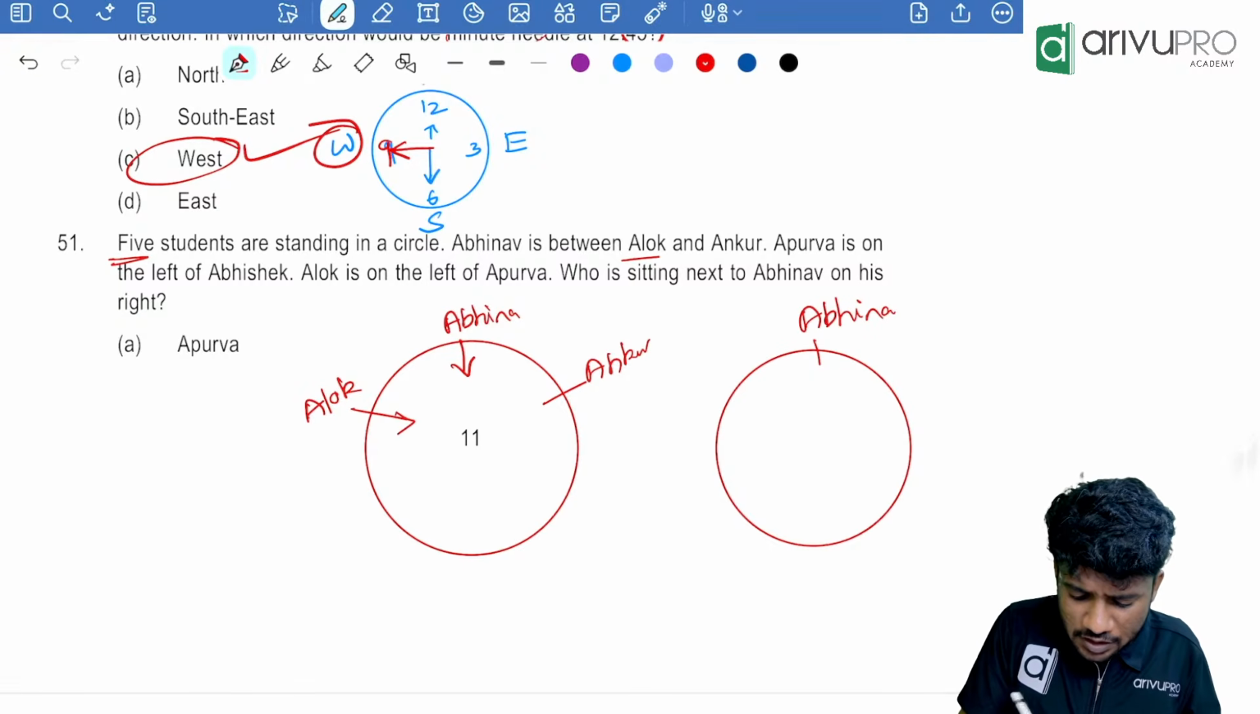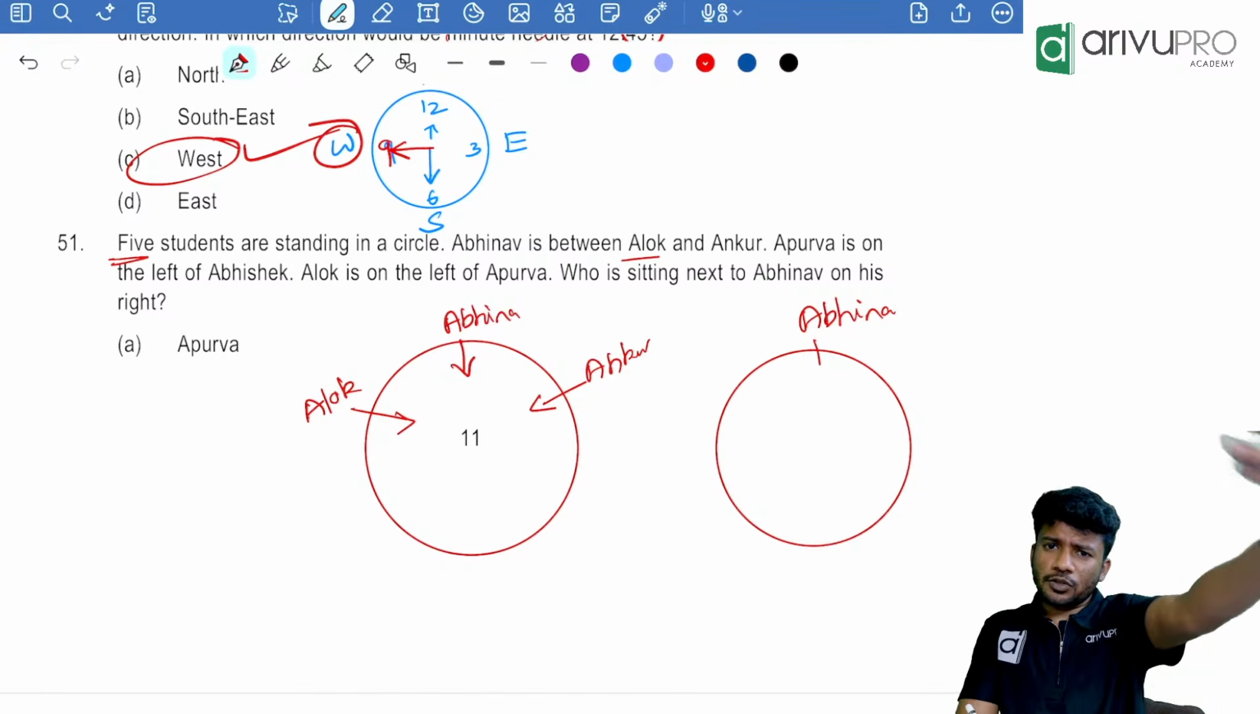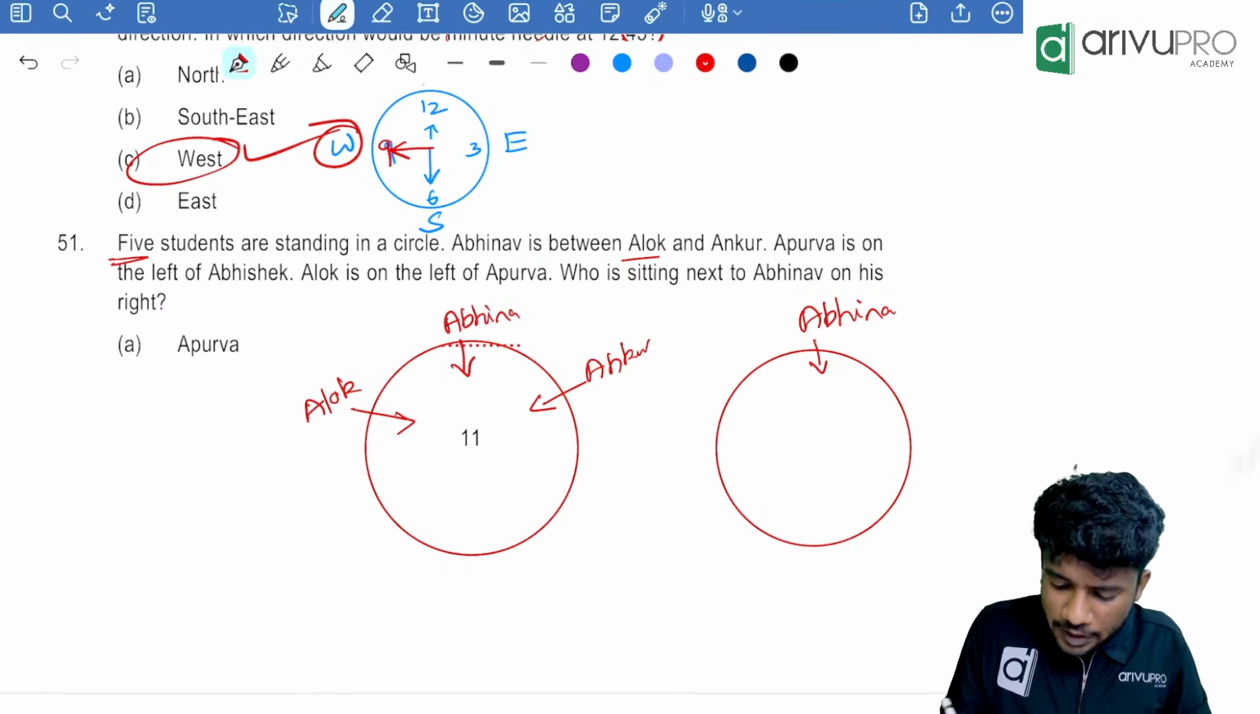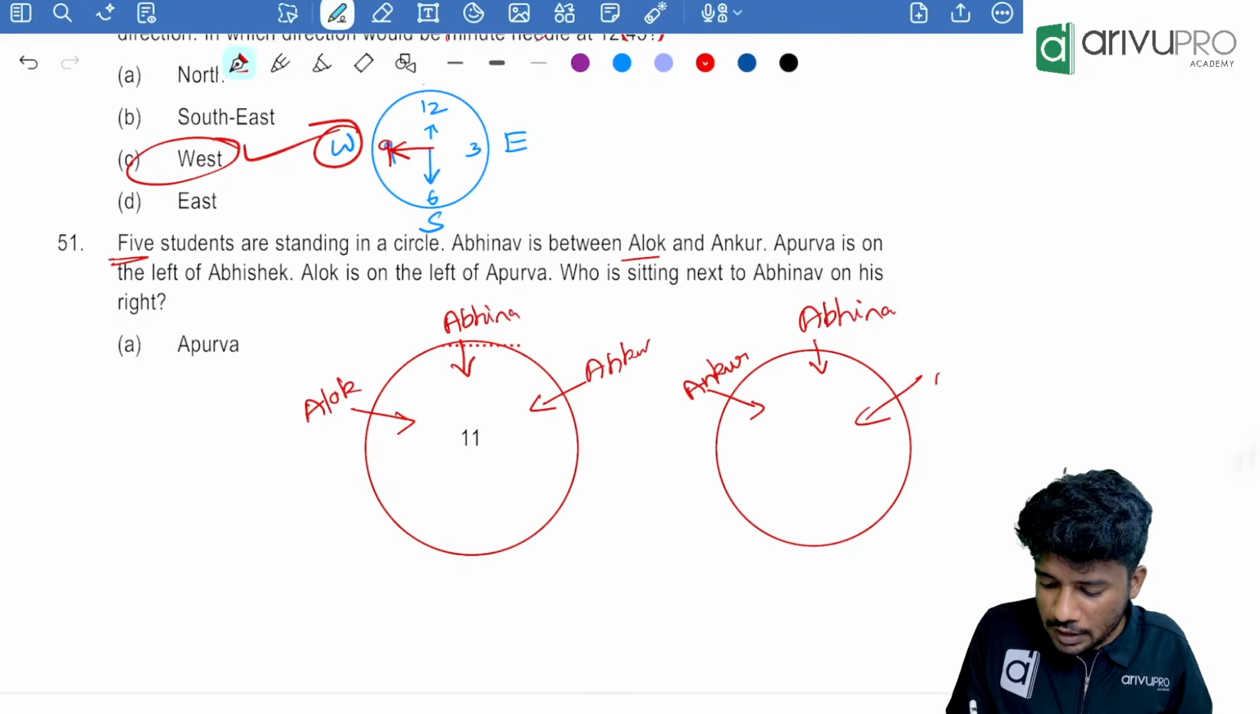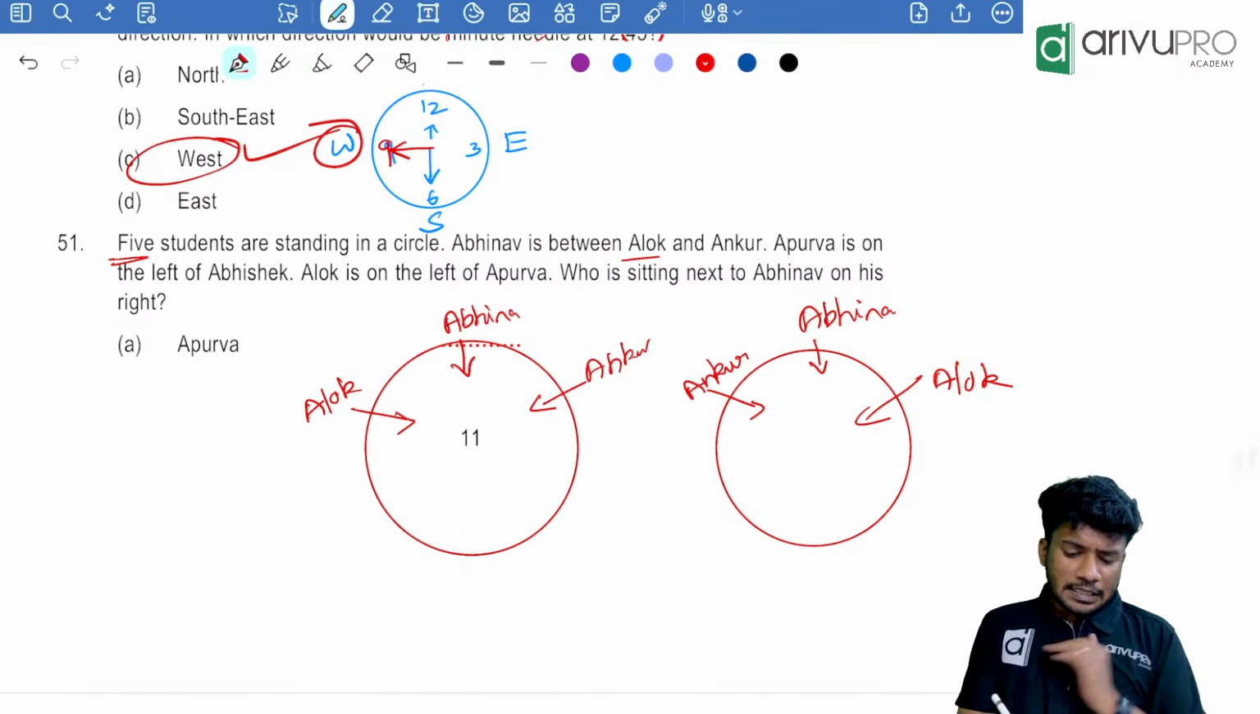When their direction is not mentioned, we will assume that they are looking towards the center of the circle. Abhinav is there in between. That side we took Alok, right? Then we should take Ankur, another possibility. Then Alok is over here. Okay, then what is happening?